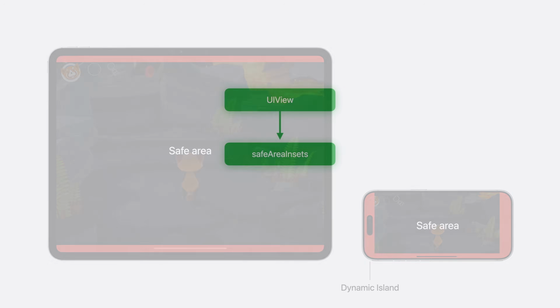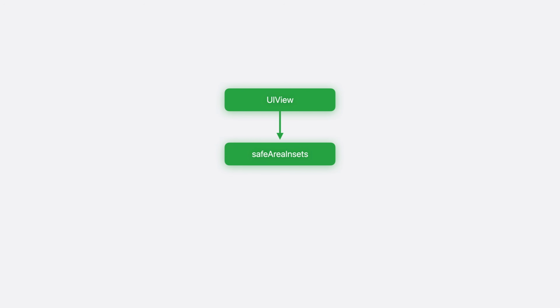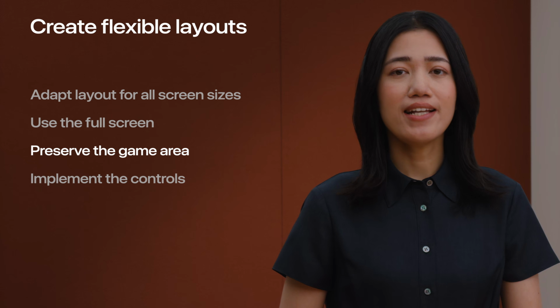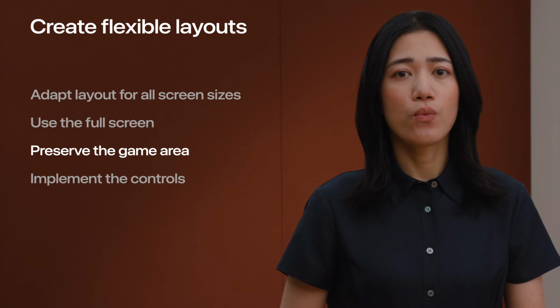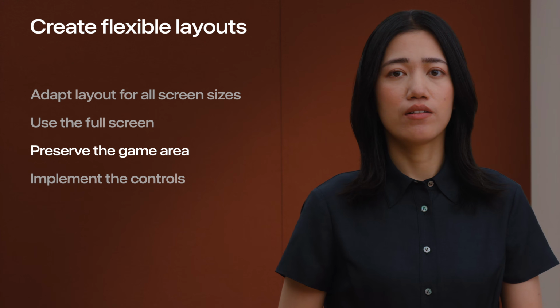On iOS and iPadOS, you can read the safe area insets from any UIView in UIKit. Then you can add the safe area insets to the offset of the controls you want to place on the screen. Avoiding the safe areas is a start, but I also need to place my controls carefully so they don't interfere with the game's play area.